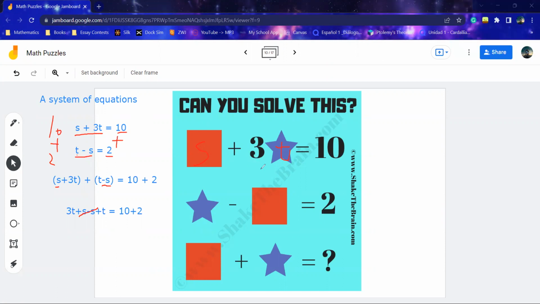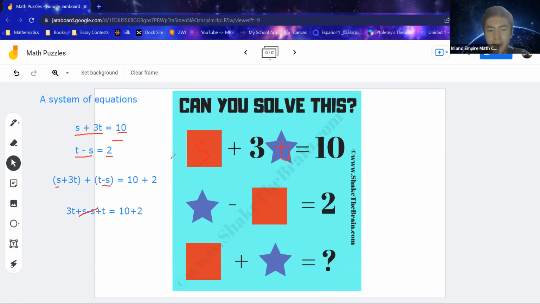Yes. Okay, that's good. But basically the idea is that since s plus 3t is some number, and this number is equal to the number on the right, these two numbers are equal to each other, they're the same number, they have the same weight. Then when we add to both sides a number that's equal, like t minus s is equal to 2, they're the same number, they have the same weight. Then if we add these two together, the balance is still balanced. Does that make sense?